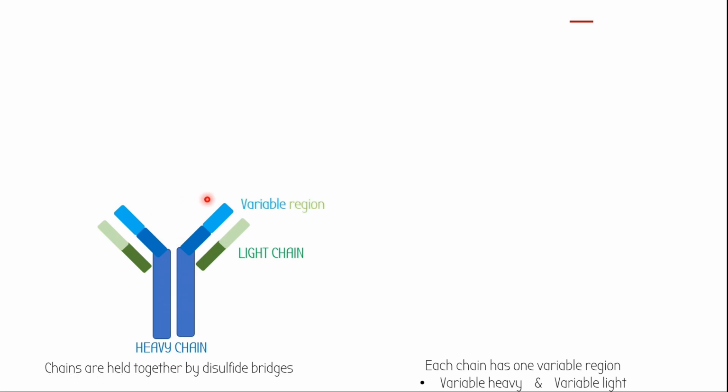Your variable region is your light blue colors and your light green colors, and same thing on the other side, your light green and your light blue. So this is your variable, this is your constant, this is all your light. So variable light, variable light, variable heavy, constant light, constant heavy, and then constant heavy. Cool. So say we're going to have a different genetic sequence, and that's going to code for a different antibody.